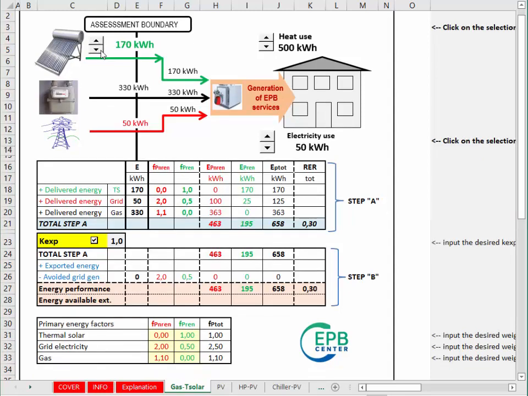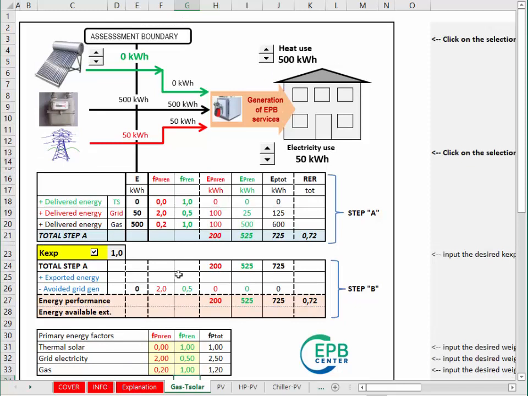Using thermal solar is not the only way to have renewable energy in this example. Let's set to 0 the contribution by the thermal solar. We can replace the natural gas energy carrier by biogas. This means that we have to update the weighting factor for the gas. For biogas, it might be 0.2 for the non-renewable primary energy factor and 1 for the renewable primary energy factor. With this setting, now the renewable energy ratio is 0.72 because there is a much larger contribution of renewable energy by the biogas.